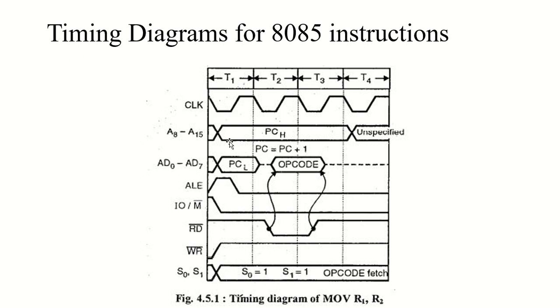Now during the second and third states, the opcode fetching takes place, and here always remember what we are doing: we are only reading. So the read signal will be activated during opcode fetch and the opcode will be fetched. Write will stay high all the time, and always remember the status of the opcode fetch cycle: it is always S0 equals 1, S1 equals 1.